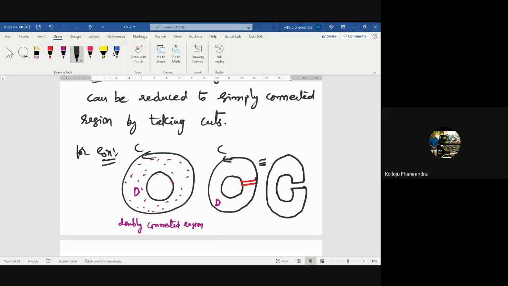Now, where is the domain D here? This is the domain D. All these are the points. Is there any hole here? Here, there is no hole. So, what is this region? Simply connected. Any doubts? Once again, this is one doubly connected region I'm taking. Let me take one cut here. If I cut here, the shape becomes like this, which does not contain any hole. So it is simply connected.